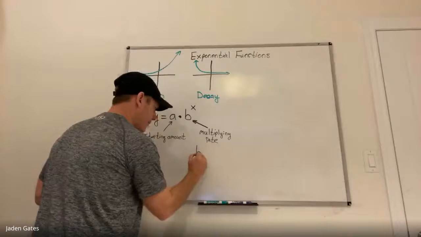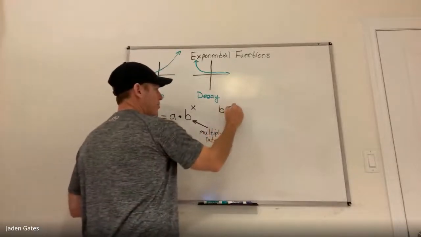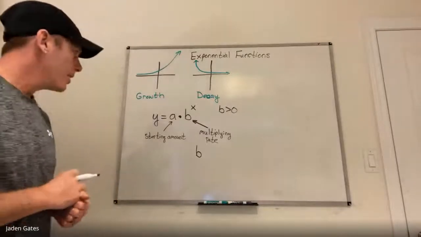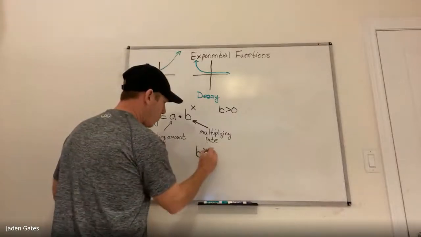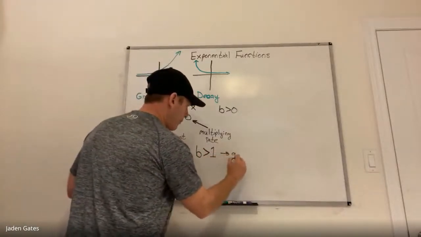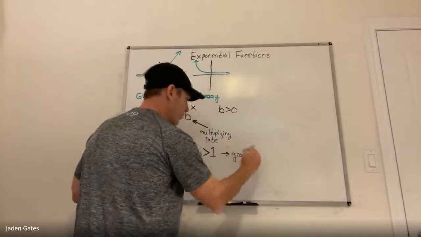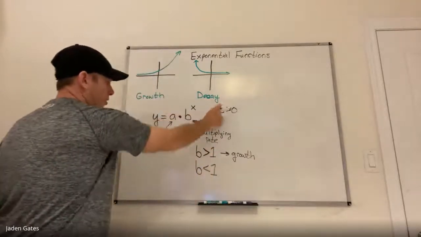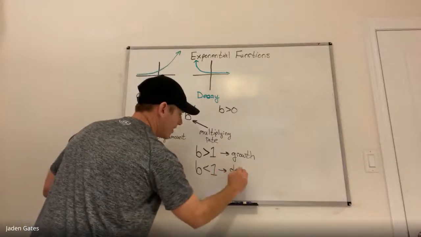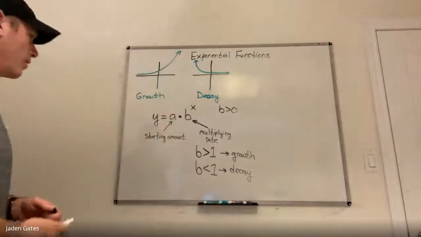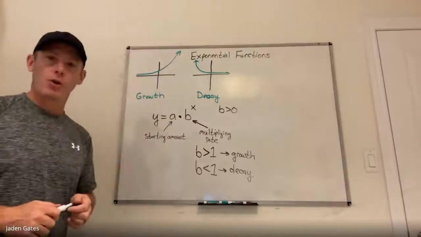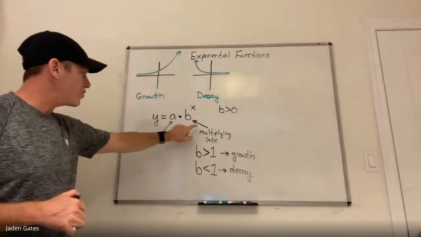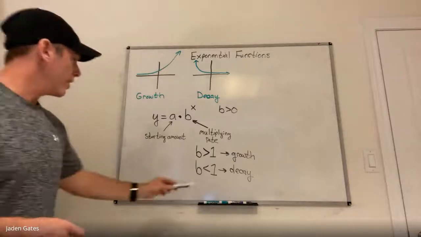First of all, b has to be greater than 0. B has to be a positive number for an exponential equation. If b is greater than 1, you have an exponential growth equation. And if b is less than 1 but greater than 0, that's when we have an exponential decay equation. So there is the form of our exponential equations, and all you need to figure out is your starting amount and your multiplying rate.